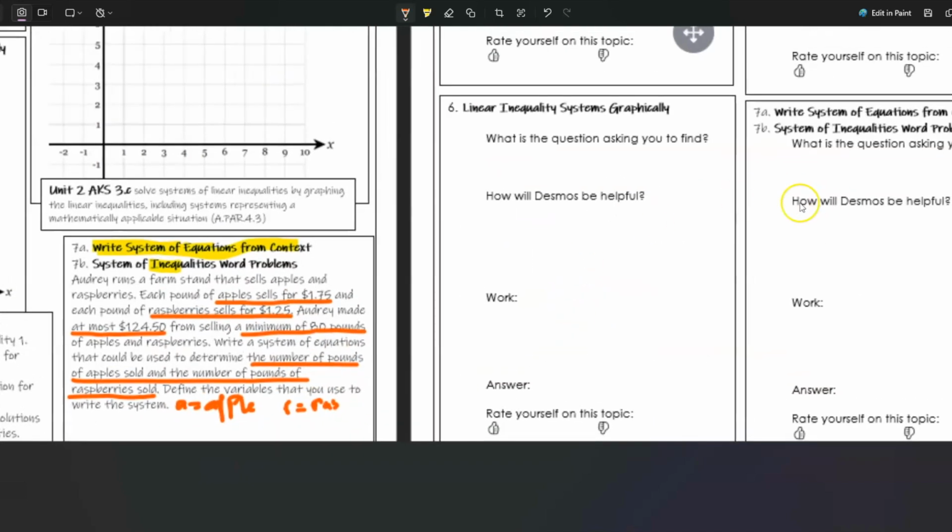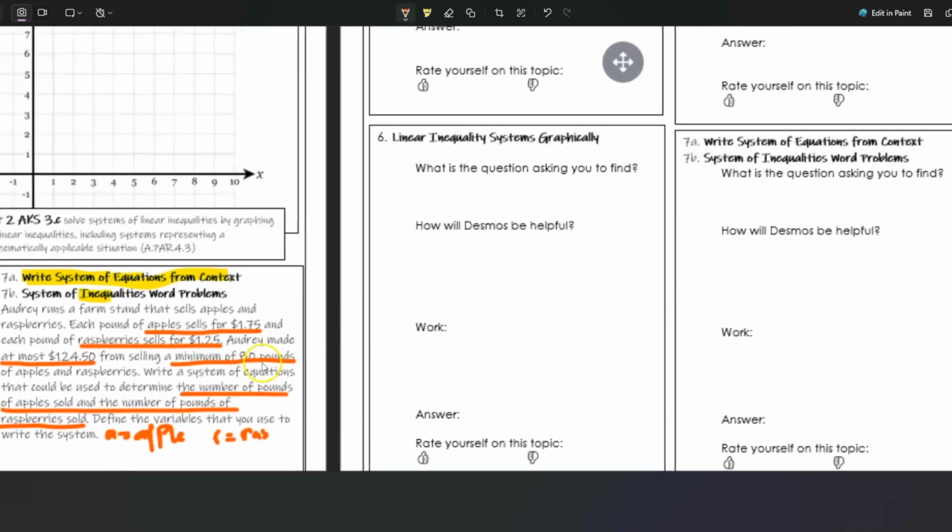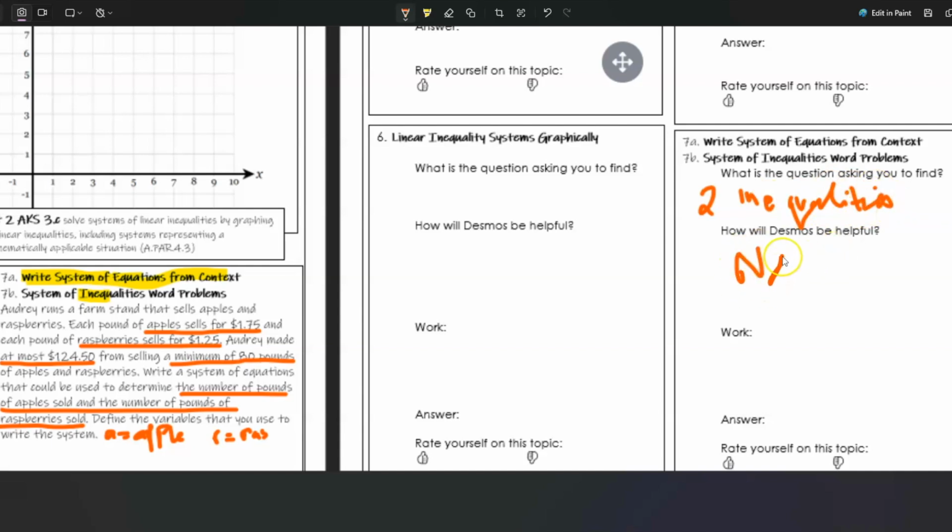Once again, remember, you're doing your work over here on the side. So in 7a, what is the equation asking you to find? You're finding 2 inequalities. Okay, so write 2 inequalities. Now, I can't really write very well with my mouse, so that's going to be on you to write what I'm saying. All right, so 2 inequalities. Will Desmos be useful? No, because this is just reading and writing, so not applicable for Desmos.